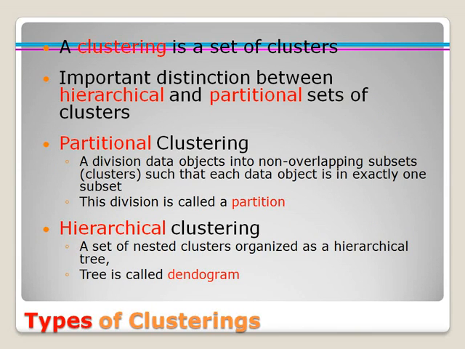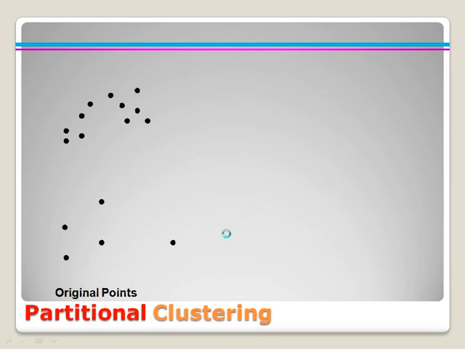Okay, so what is clustering? Clustering is a set of clusters. It's very important to distinguish between two types of clustering: hierarchy and the partitional set of clusters. The partition, you are dividing your data, and you are generating the subset of this data, and the division is called partition. Where the hierarchy, what you are doing, you have a set of nested cluster organized in hierarchy tree, and this is what it's called dendrogram.